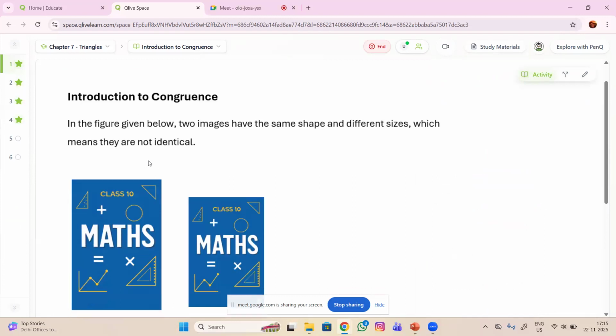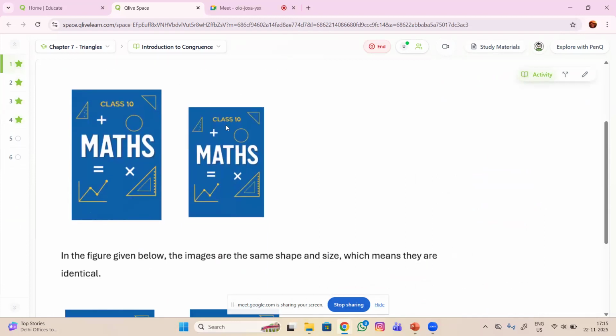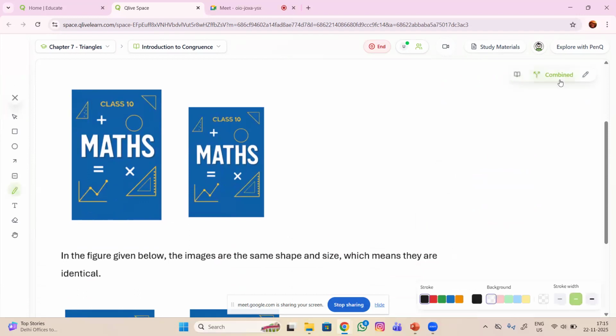Look at these cover pages carefully. What is the shape of these cover pages? It is in the shape of a rectangle. Very good, it has four sides. And are they equal in shape? Yes, they are equal in shape. So these are in the shape of a rectangle.